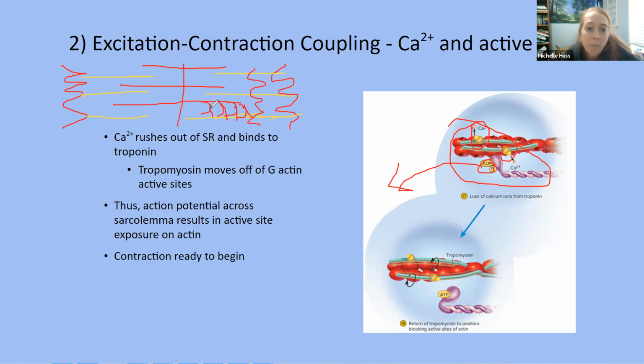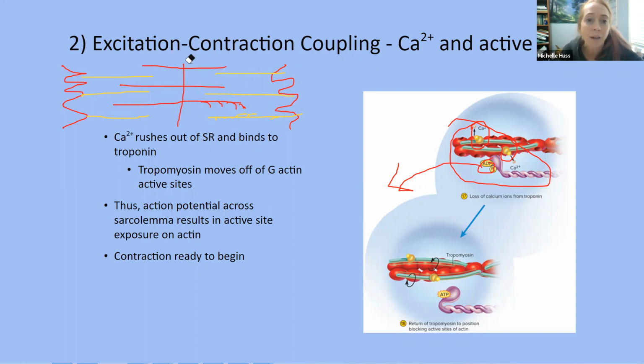So ATP is going to come and bind to these myosin heads, okay? When ATP binds to the myosin heads, they will let go. All of them are going to let go. And what's going to happen to the sarcomere? It'll go back to the original length.